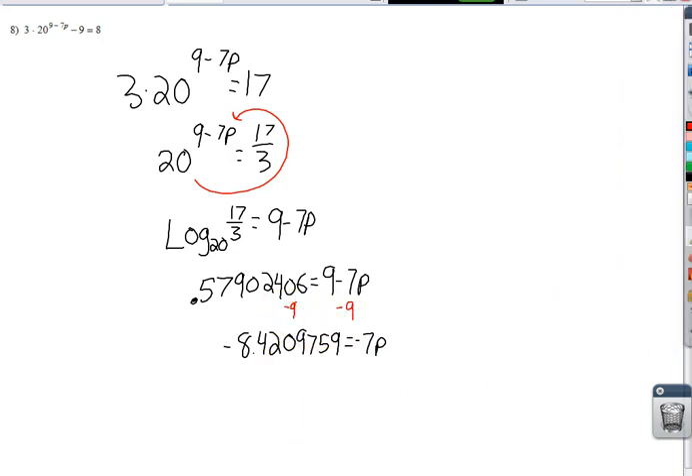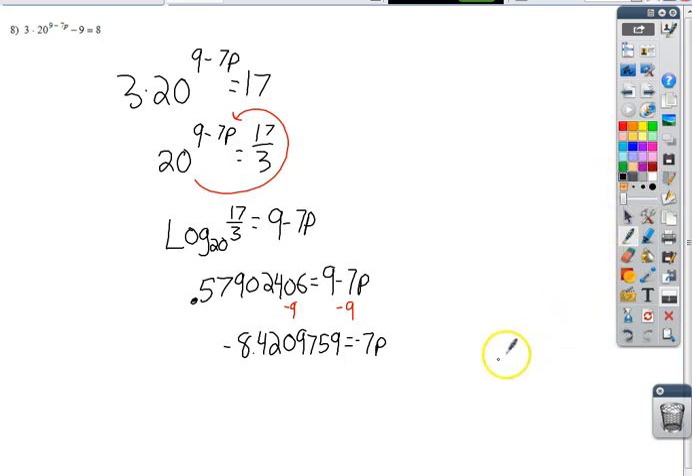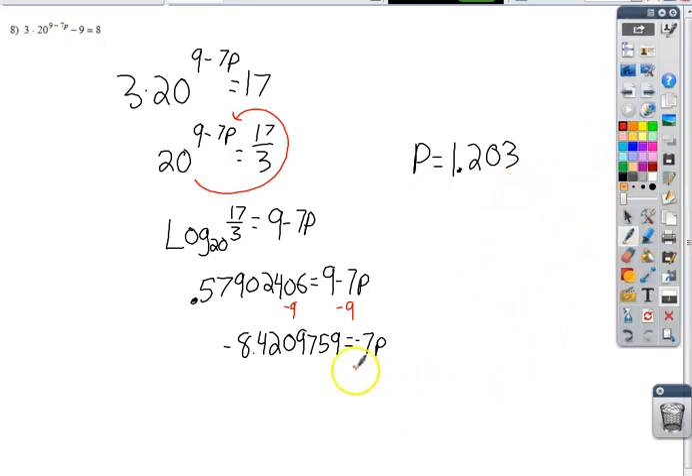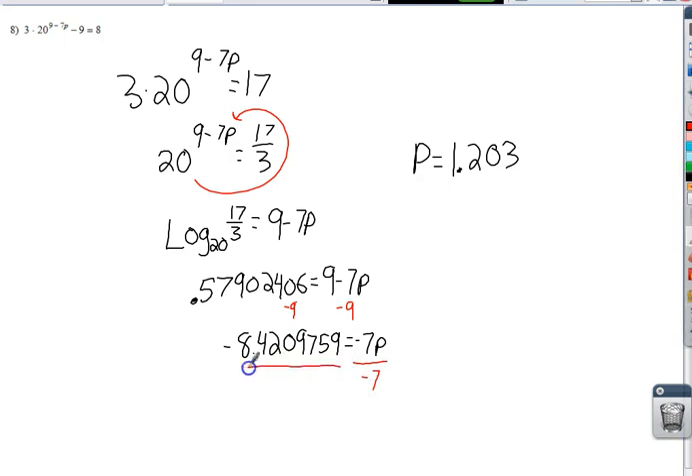And then what I end up doing is dividing by a negative 7. And getting my answer. Now, I get p equal to 1.203. It was 29, folks, but the 29 rounded up to 3. So there you go. You are now prepped and ready for some log problems. Go henceforth and do.